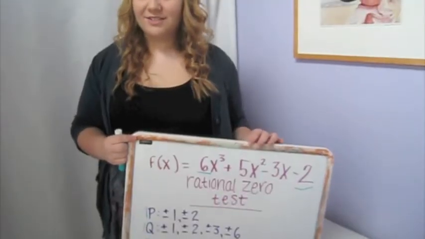Well, f of x, since you are to the third degree, you have 3 possible zeros. There are 2 ways to find your zeros, a rational zero test or a graphing calculator. Which do you prefer? Let's do the rational zero test. Good choice! Rational zeros test.